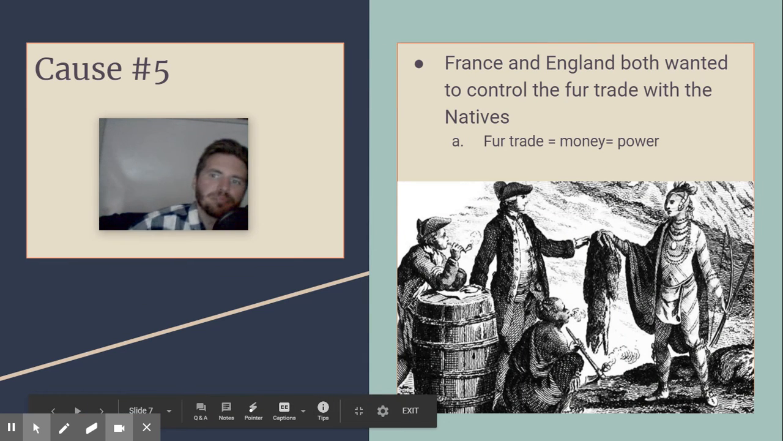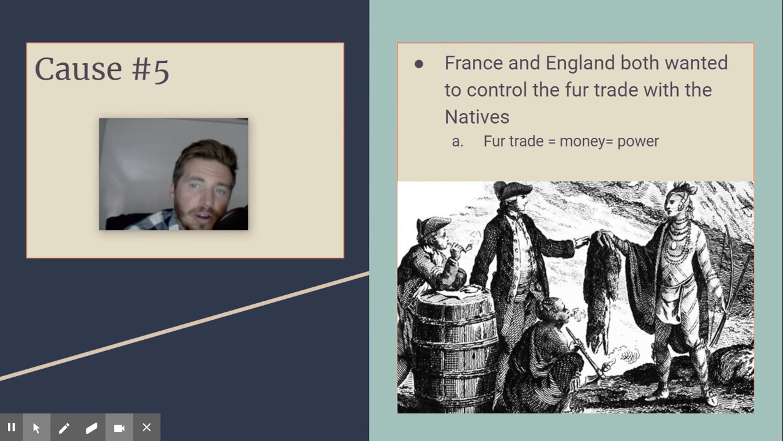Cause number 5. Lastly, the French and English both wanted to control the fur trade with the natives. So fur trade equals money. Money equals power. I drew this up for our class today. We can expand this a little bit more. Why do countries want land? They want land because land equals resources. The more land you have, the more resources you could potentially have. Why do people want resources? Because the more resources you have, the more money you can earn from those resources.